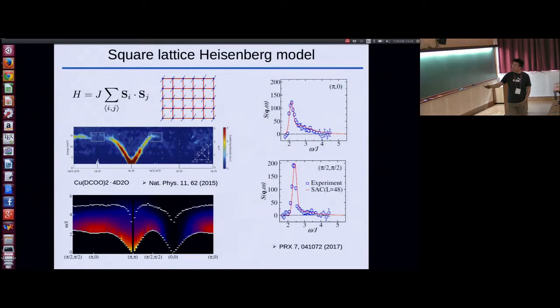And if you do some line cut, if you really compare the Monte Carlo data with the experimental result, this is what you'll see. So for example, let's start from pi half. So this is at this point, for example, at this point. The squares are the experimental data. The lines are our Monte Carlo result from a finite system size, 48 by 48 square lattice. So they match very well, first of all.